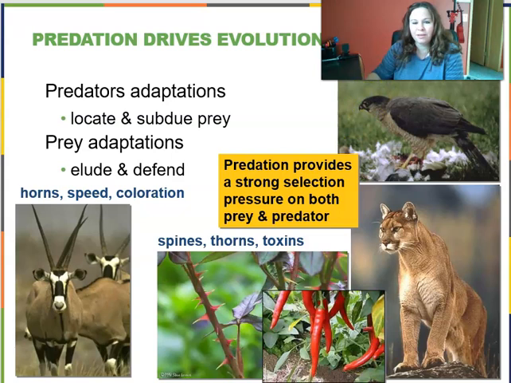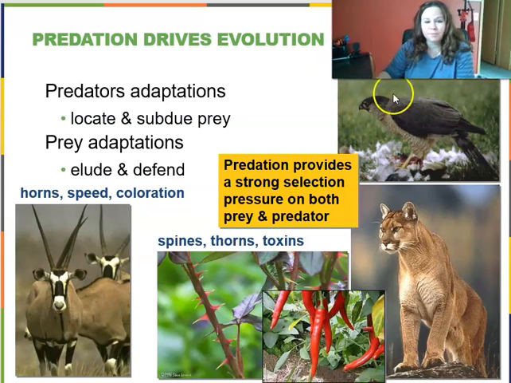So predation can help drive evolution, as a follow-up to some of our previous chapters about evolution. The predators have adaptations to locate and subdue their prey, and then the prey have adaptations to elude and defend. And as time goes on, we see what's called coevolution happening, where let's say that the cougar's prey, the easy ones to get, become fewer and fewer.